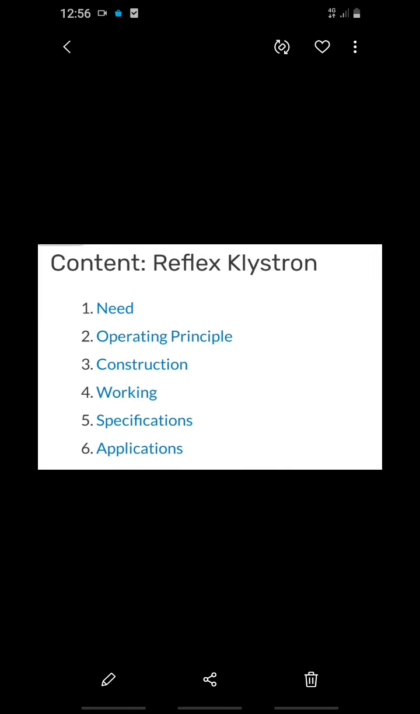Next, what are the contents of the reflex klystron? The first one is need, second is operating principle, third is construction, fourth is working, fifth is specifications, and the sixth is applications.